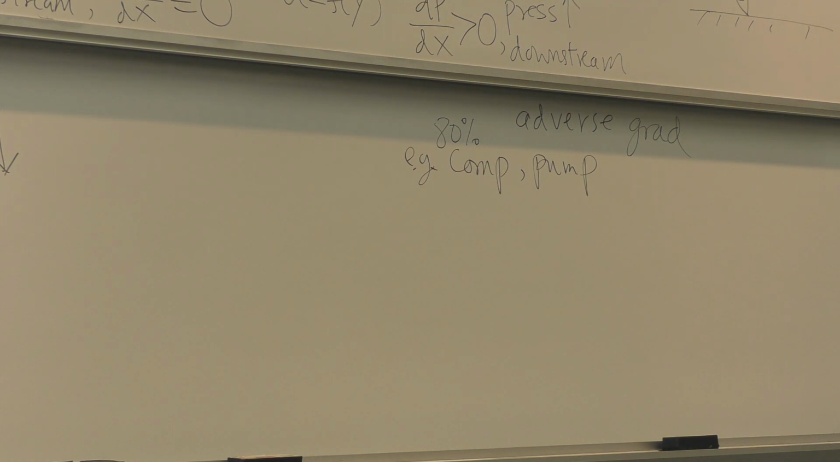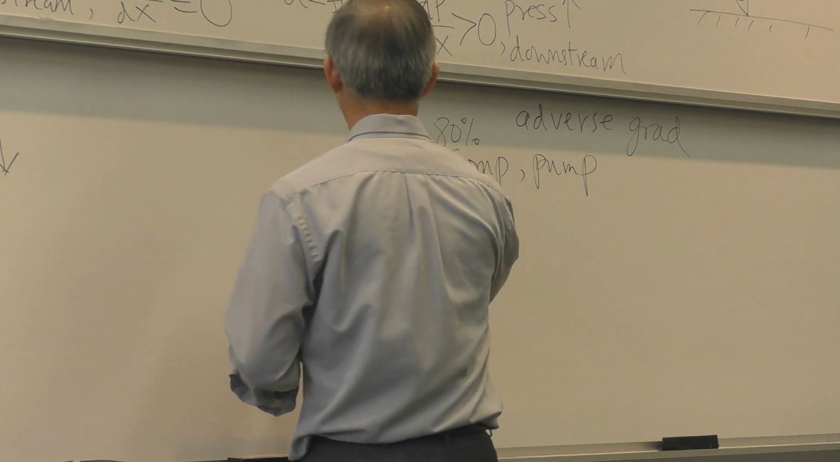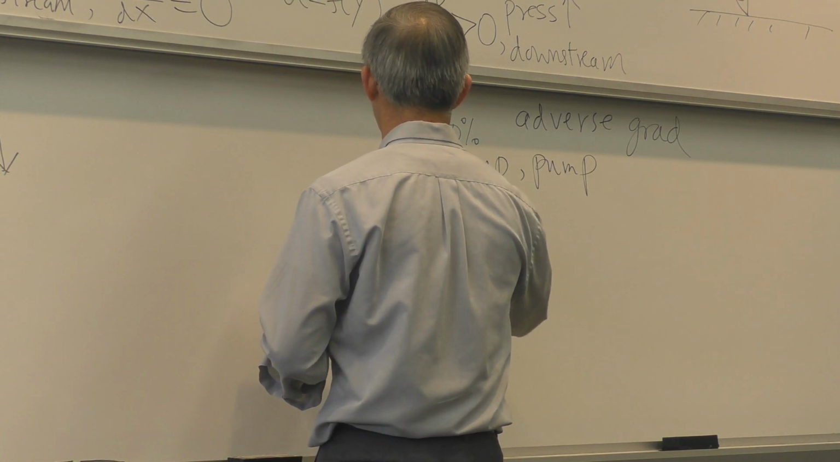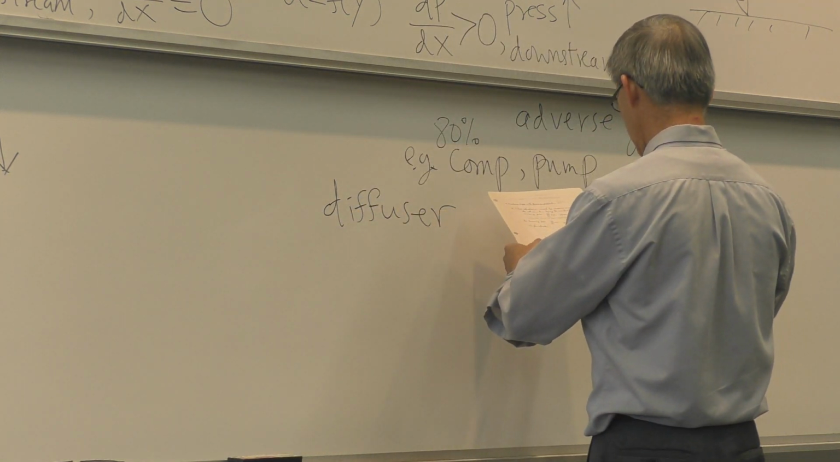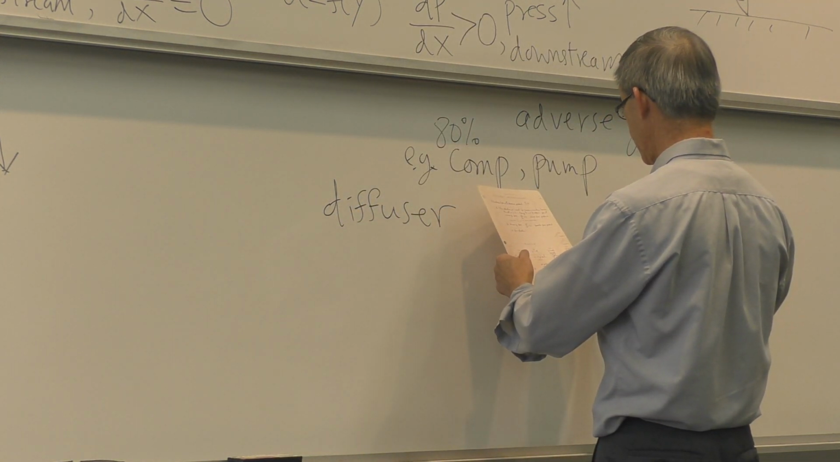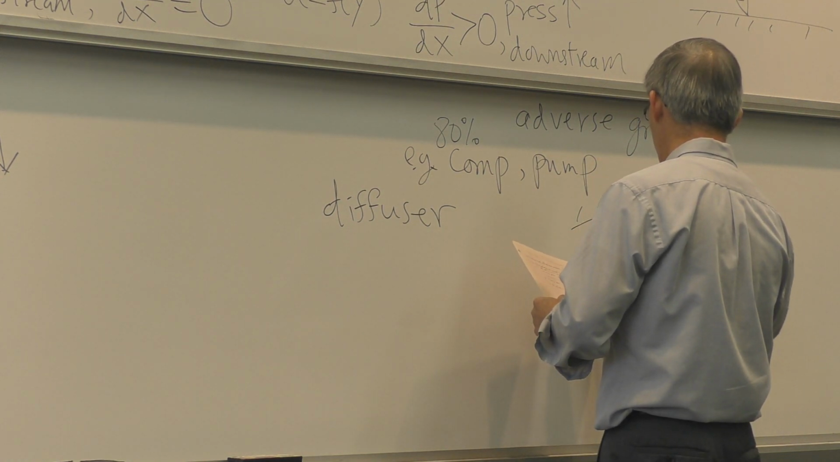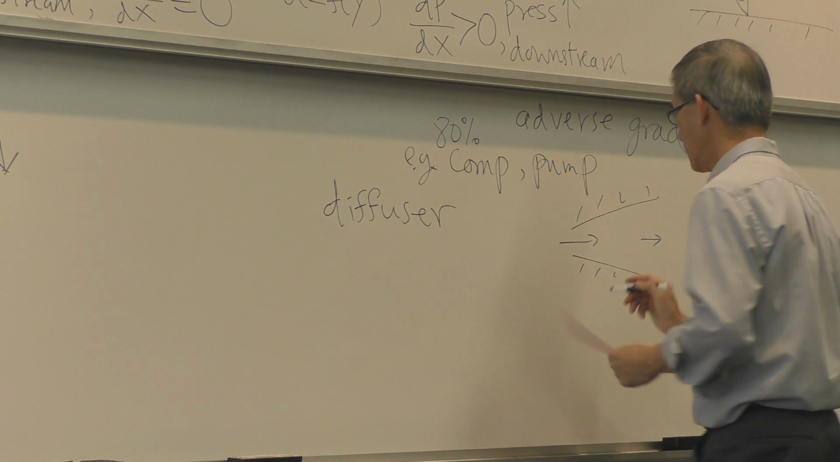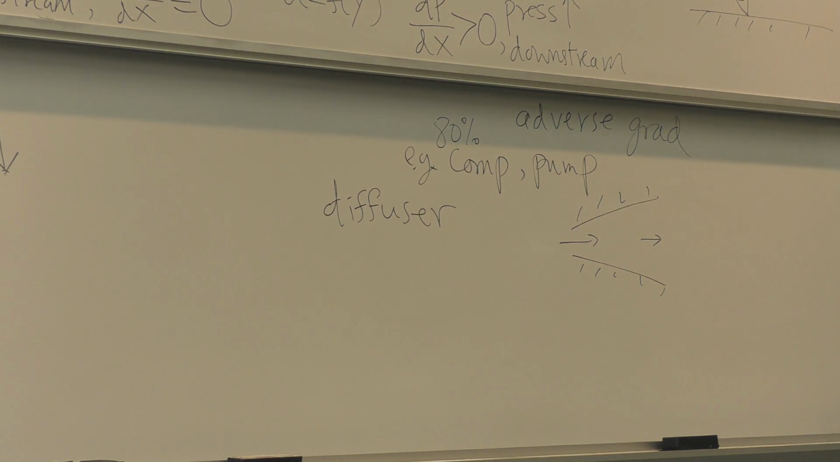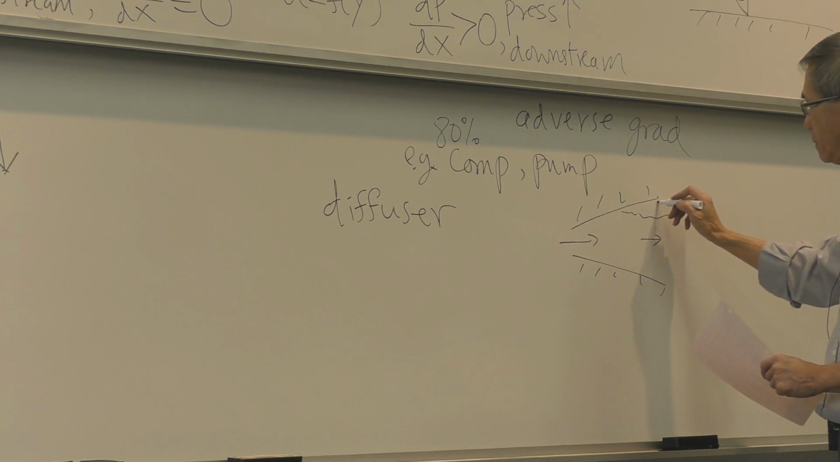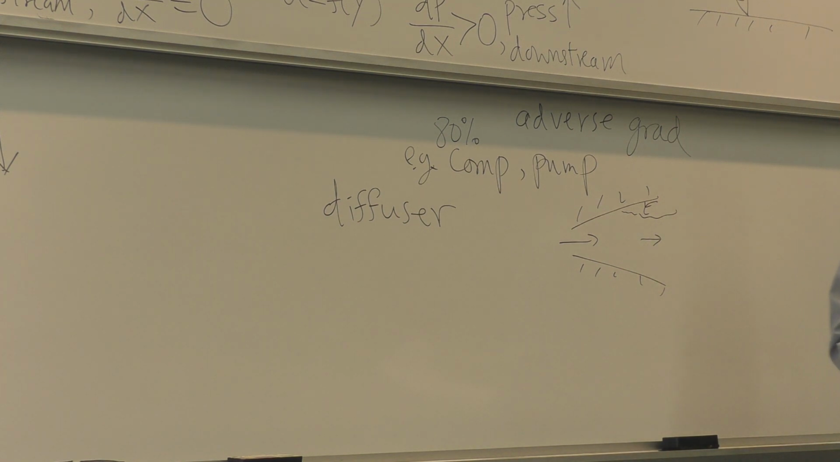Another device that will have pressure increasing as you go downstream, what is the opposite of a nozzle? A diffuser. So the diffuser, where the velocity is dropping, like that in the inlet, like that in our wind tunnel where the flow after the test section has to open up, is very dangerous where the flow can peel off at the wall and separate.